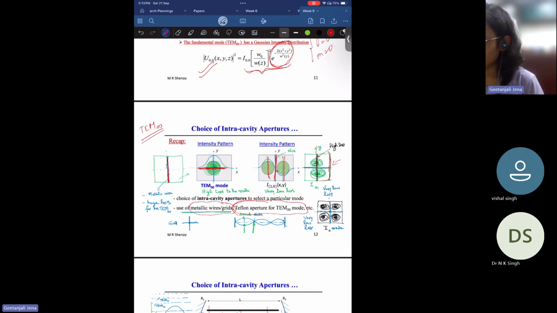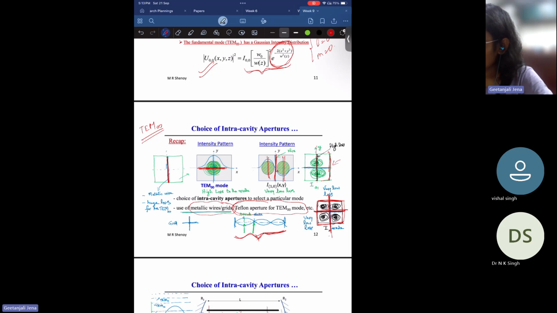So the intracavity aperture in the form of a metallic wire can be used to give losses to a particular mode in the system. I think everyone has understood what this means. So let us see, we have a higher order mode where the pattern is like this. For this case, if you want to select this mode, then we have to place the metallic wire in this direction and in this direction.